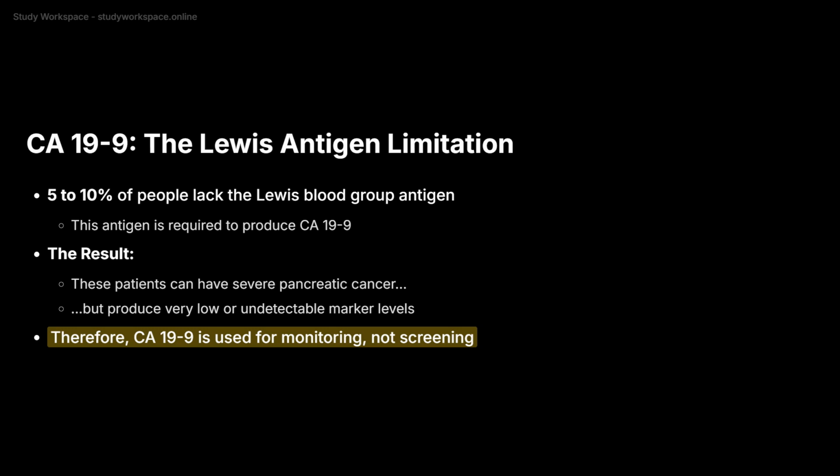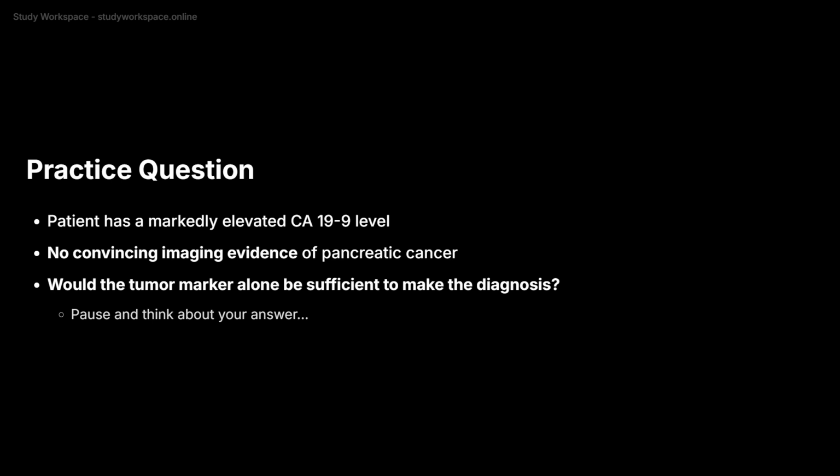There is another important limitation. Approximately 5 to 10% of people lack the Lewis blood group antigen required to produce CA19-9. These individuals may have pancreatic cancer, but still produce very low or undetectable levels of the marker. For this reason, CA19-9 is generally used to monitor treatment response and disease progression, rather than to screen healthy individuals.